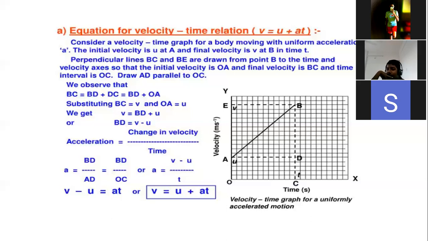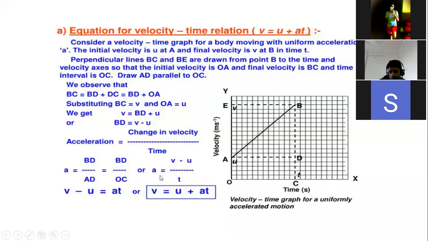So acceleration, all of us know, is change in velocity divided by time. Acceleration is denoted by small a. Your change in velocity is from U to V, so it is BD, divided by time. What is your time? AD. So BD divided by AD can also be written as OC. You already know BD: BD is equal to V minus U, divided by T.